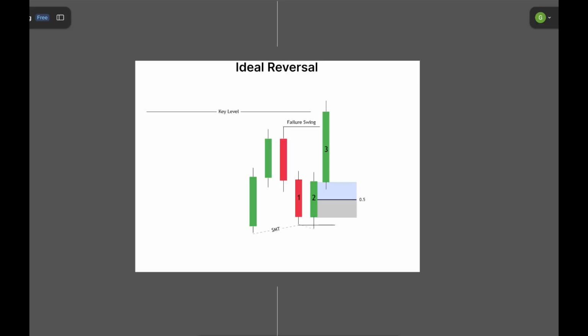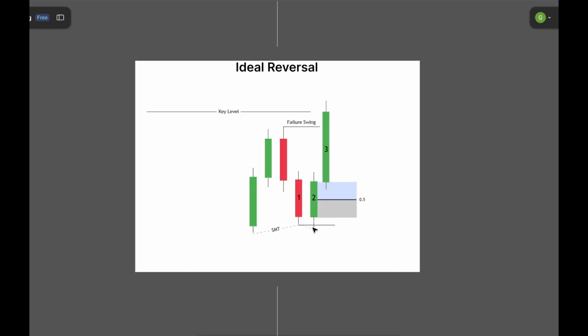So this is basically my draw on liquidity and how I frame a reversal to trade with my daily bias. If we see price trading up towards a key level and we see it fail to manipulate that key level, we call that a failure swing, which is marked right here. Usually if we retrace off a failure swing, we put in an SMT at lows.